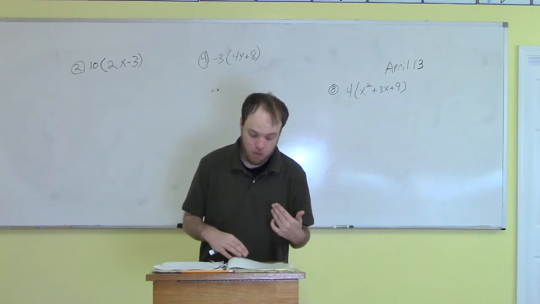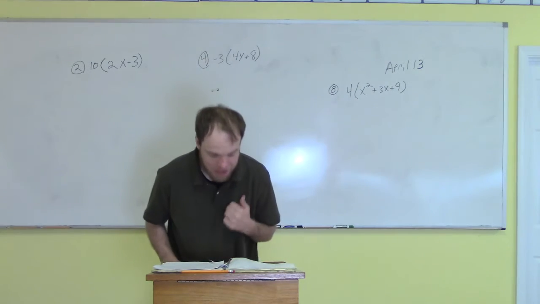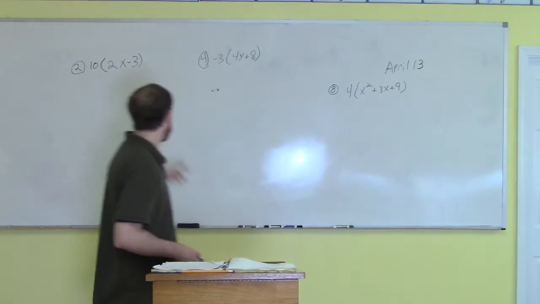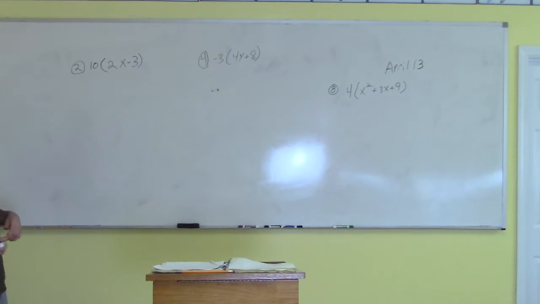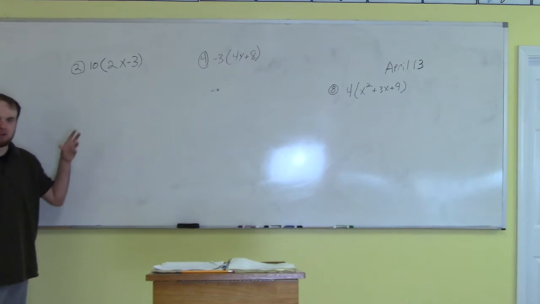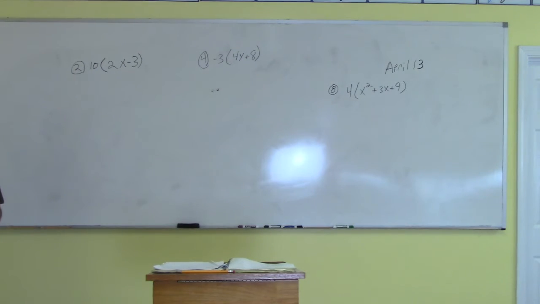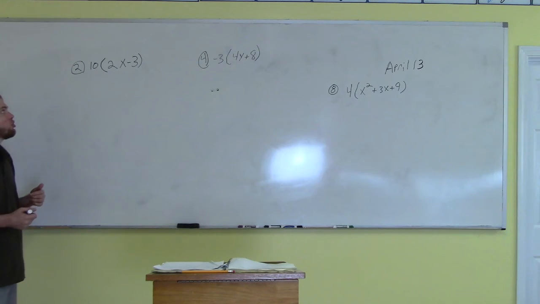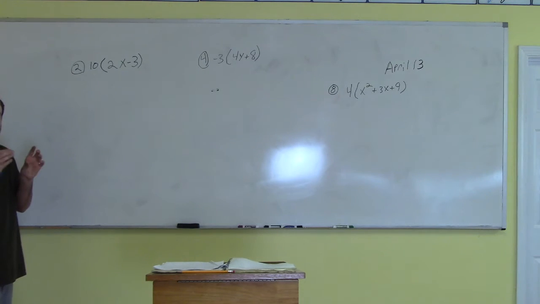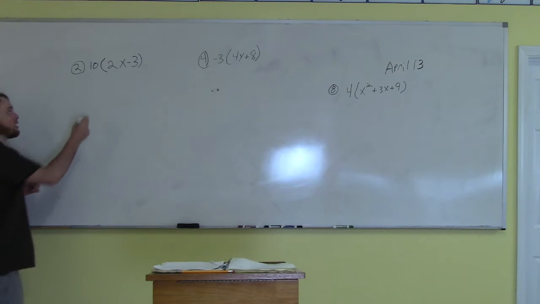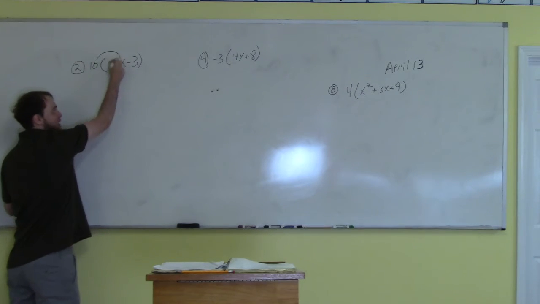If you look on page 420 at number 2, over here on the left side of the board, basically what they give you is 10 times the parentheses of 2x minus 3. What I'm going to do is distribute the 10 to both of those terms in the parentheses. I'm going to multiply that 10 times both of those numbers in the parentheses. So I'm going to do 10 times 2x.